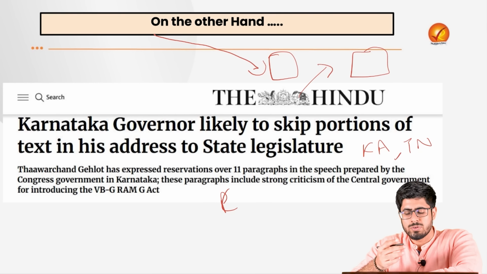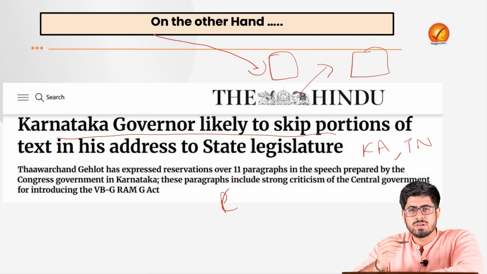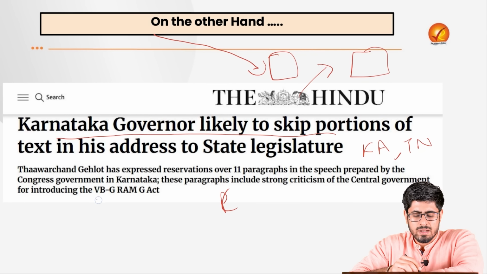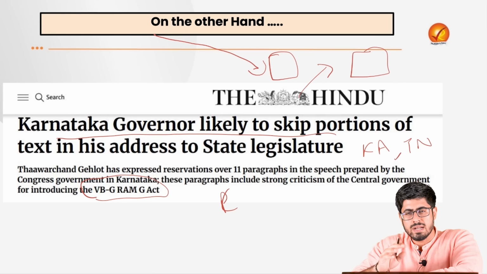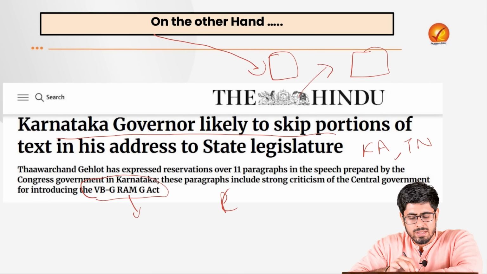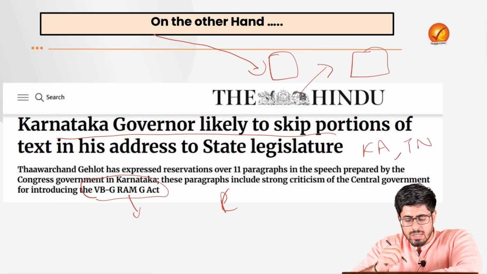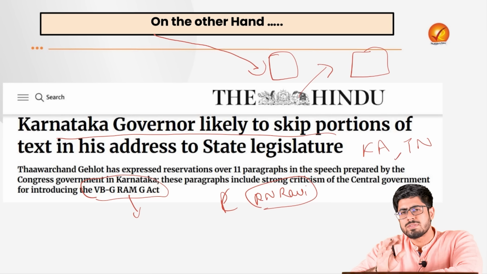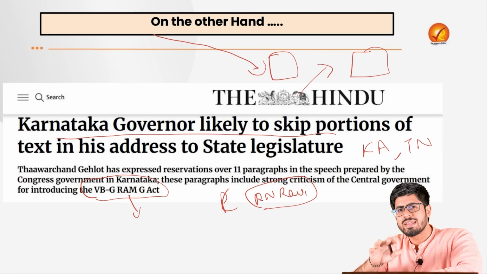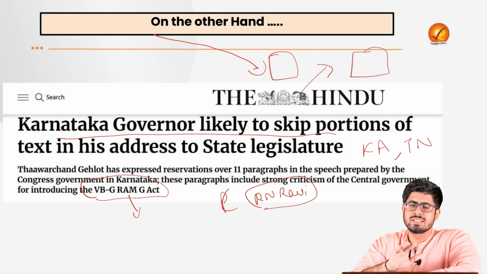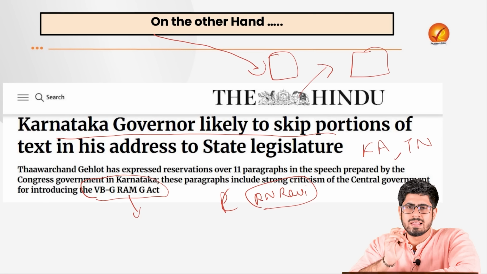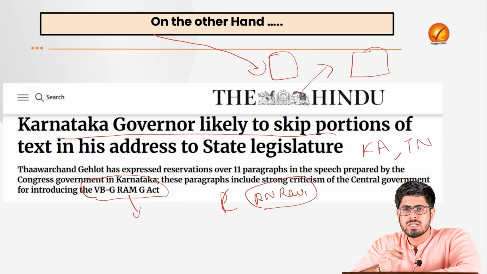skipping certain pages. For example, Karnataka Governor Mr. Thawarchand Gehlot is likely to skip the paragraph on the VBG Ramji Act, which criticizes the act brought by the central government. And this was also done in the case of Tamil Nadu, where Mr. Ravi skipped certain paragraphs when they were not in consonance with the ideology that he was following. So that is also a political development regarding the presidential address and the governor's address. This makes it imperative for us for prelims 2026 that we must know the article related to the presidential and governor's address.